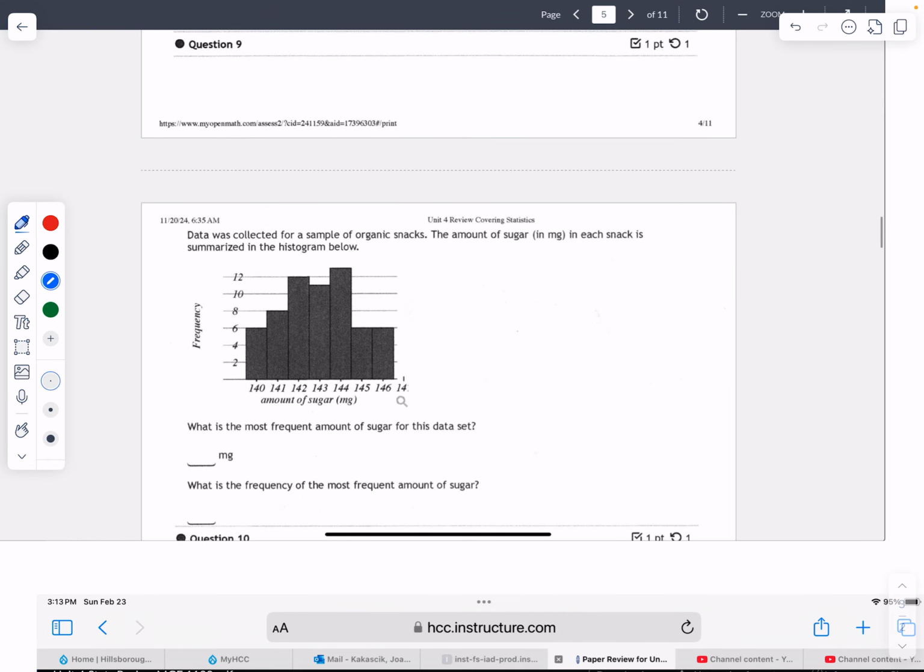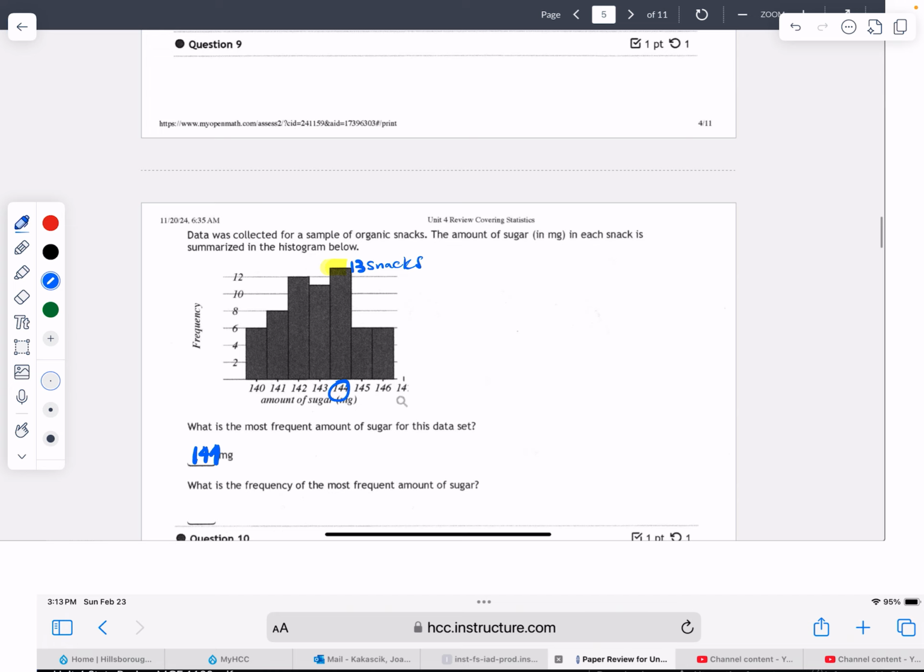Data was collected for a sample of organic snacks. The amount of sugar in milligrams in each snack is summarized in the histogram below. What is the most frequent amount of sugar for this data set? So I'm looking for the highest bar graph, or the highest frequency, which is at 13 milligrams. Or 13 snacks. So in milligrams, that is corresponding to 144.